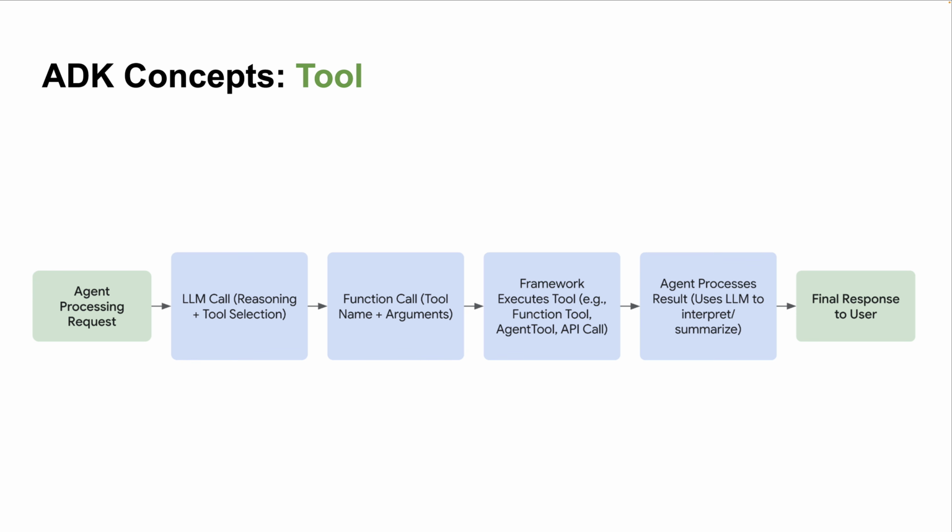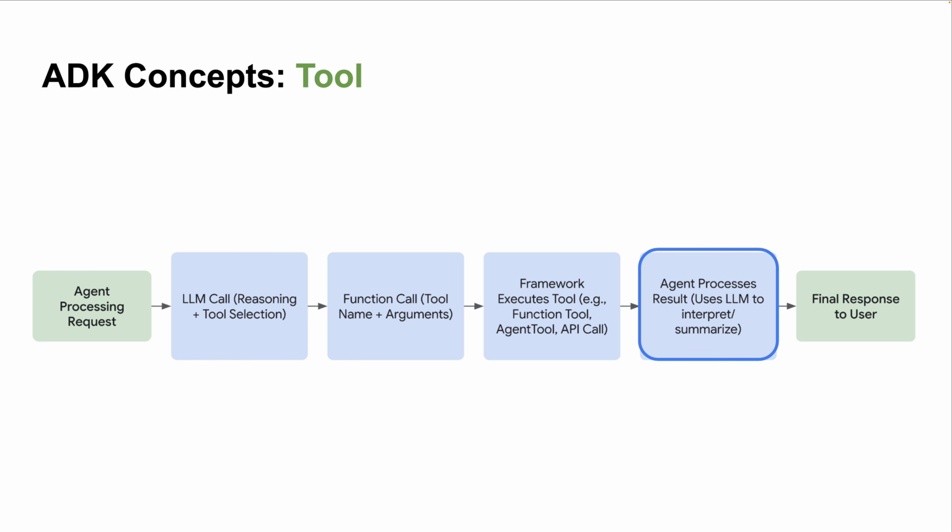So first it will invoke the LLM with the tool specifications. Then the LLM will output a function call result, provided that it decides a tool should be used for the given user query. Then the framework executes the tool directly and passes the output back to the LLM. And then the LLM processes the results and the agent will produce the response to the user or whatever the next action is.